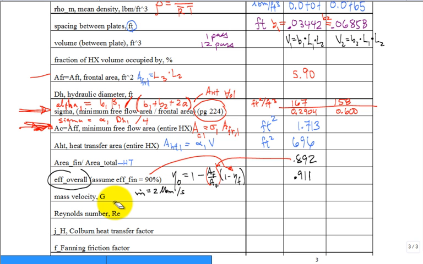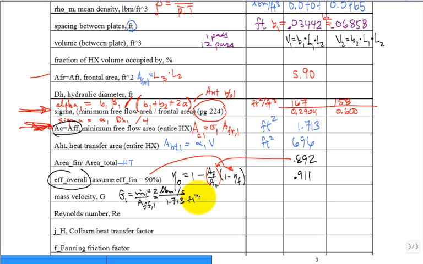All right, so G1 is mass flow rate 1 divided by the free flow cross-sectional area, or that minimum area. So that's this area right here, A free flow for 1. So it was 2 pound mass divided by 1.713 foot squared, something like that. That'll be for 1.